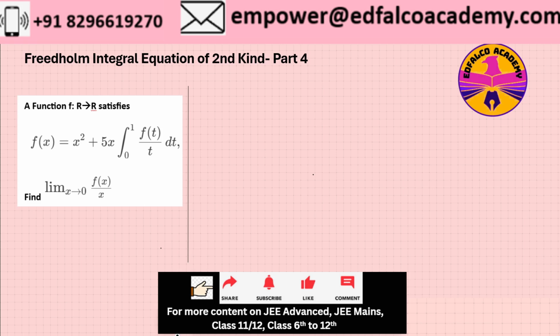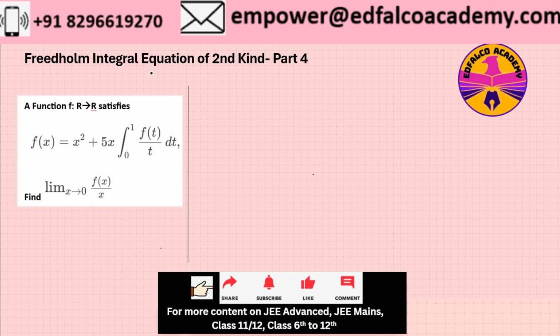Now let's see what the question is saying. A function f from real to real satisfies f of x is equal to x square plus 5x times the integral from 0 to 1 of f of t by t dt, and we have to find the limit as x tends to 0 of f of x by x. First, let's try to understand whether the given equation is really a Fredholm integral equation of second kind.